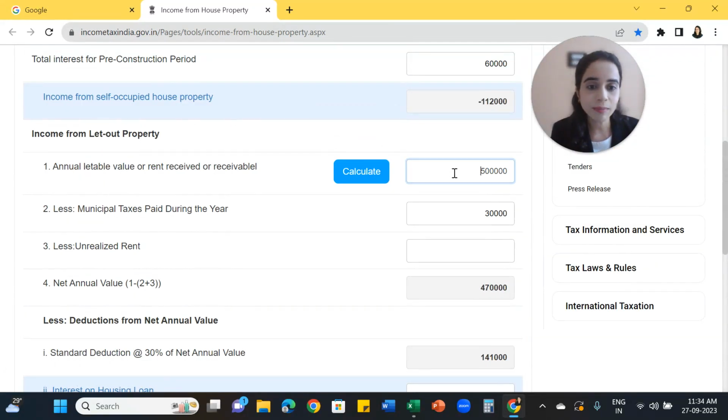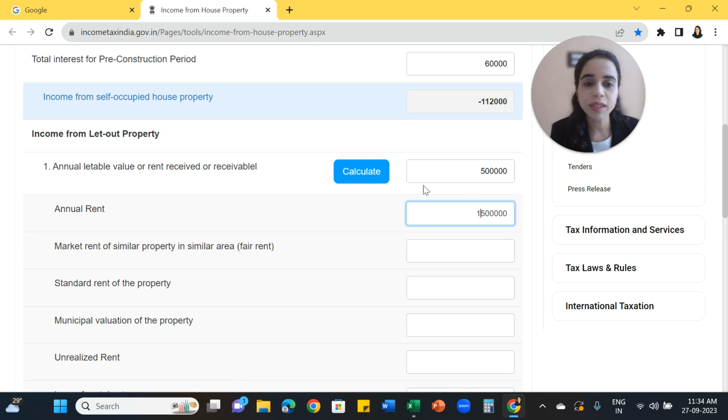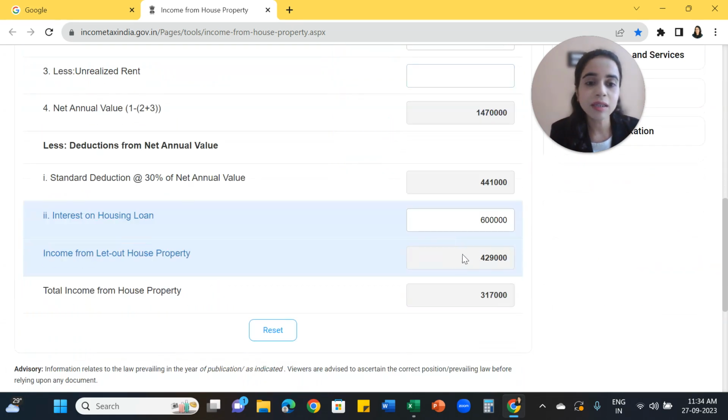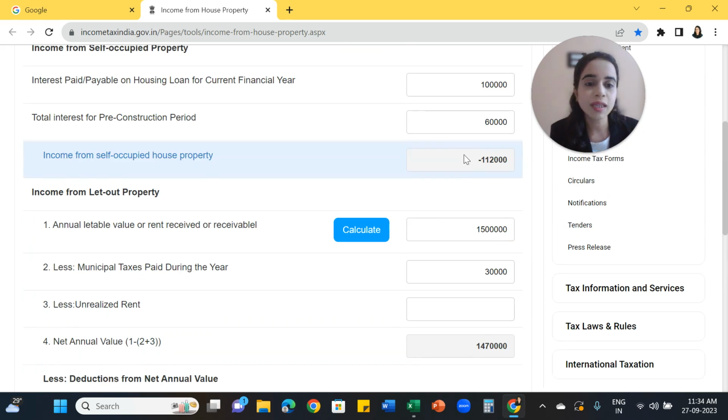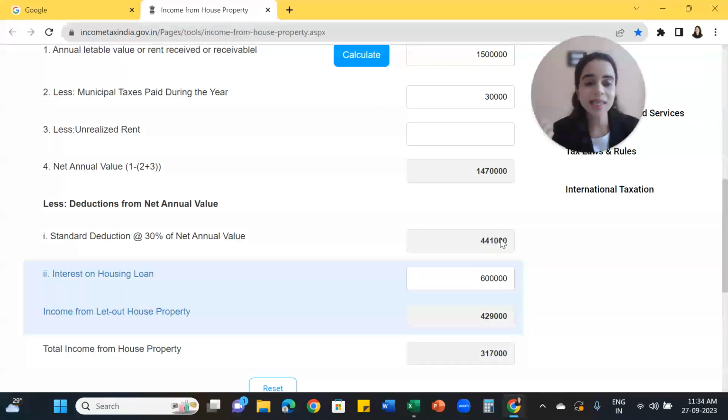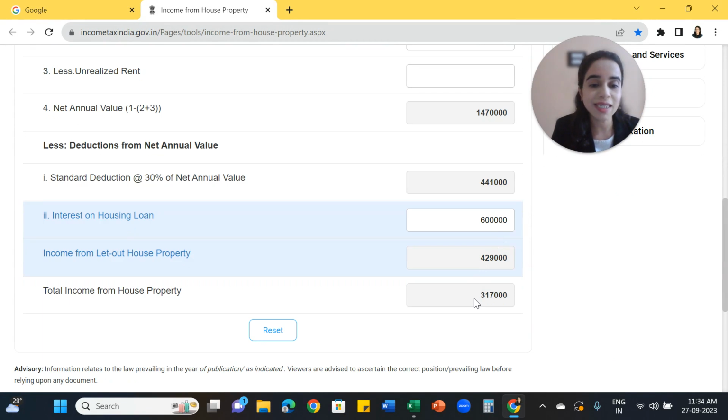Now let's say if my rent would have been 15 lakhs, then the income from let out property would have been positive 4,29,000. So this is 4,29,000 positive, this is 112 negative, and setting off both, it has come to 3,17,000. So always, whatever is the income from let out and self-occupied property, everything is set off and the answer is arrived.